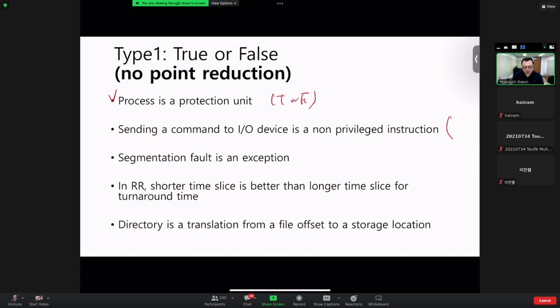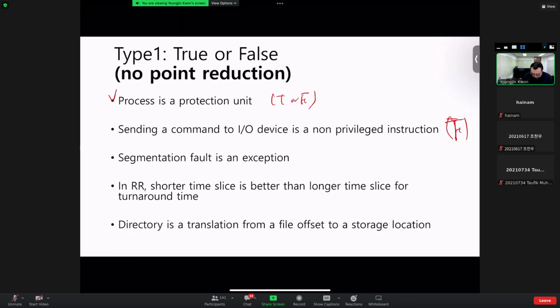Recall that. What was that? True or false? False. Accessing the device is privileged or non-privileged? Accessing the hard disk is privileged. Okay, sorry, false. Okay, confused.